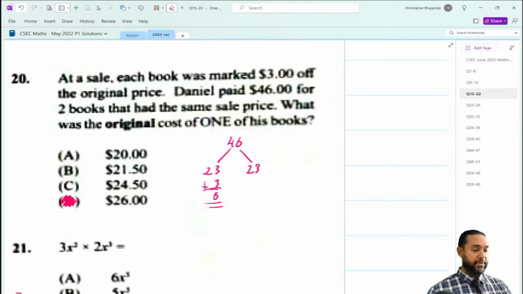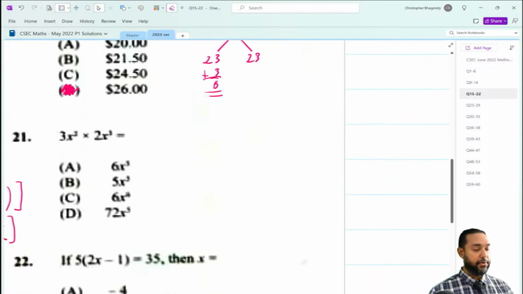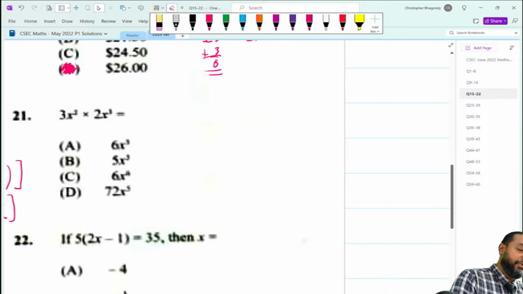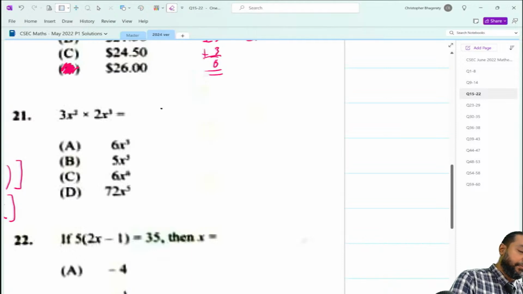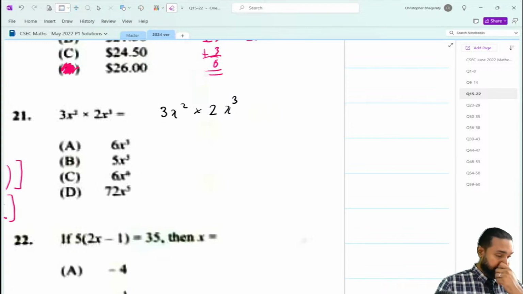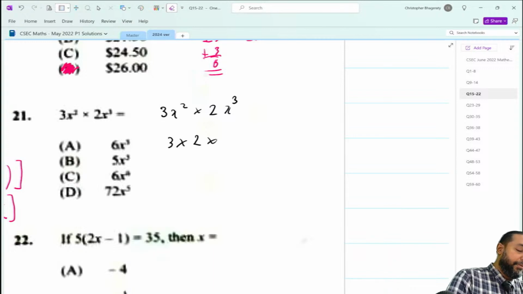All right. I know I said I'd do up to 20, but I'm going to finish out this page now. This one is a bit difficult to see, so I'll write it out here. With laws of indices, we could swap around, right? With multiplication, the associative law, you can multiply in any sequence. So we'll group the non-x's together and the x's together. 3 by 2 is 6. When you multiply and you have the same base, we add the powers also.